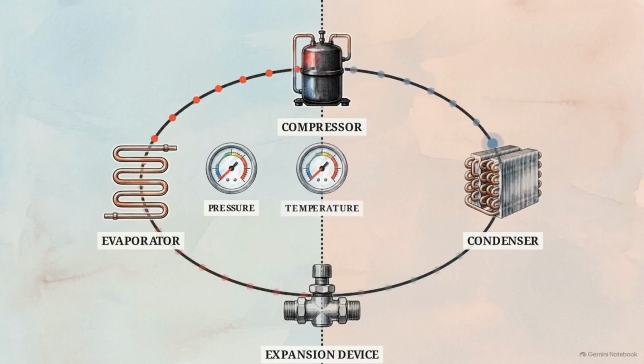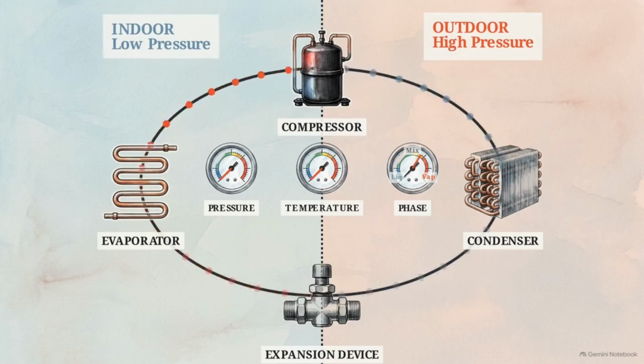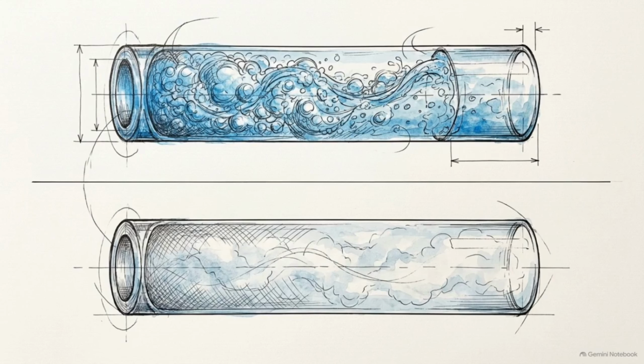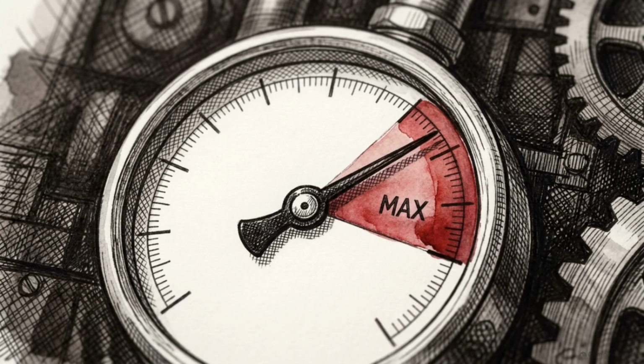The system directs this thermal transfer by manipulating 3 specific variables of the refrigerant: its pressure, its temperature, and its physical phase, alternating between liquid and vapor. By controlling these variables, the architecture is divided into 2 distinct zones. The low-pressure side on the left is optimized to absorb heat from indoors, while the high-pressure side on the right is engineered to reject it outdoors. The movement of thermal energy is dictated by the state of the refrigerant. Mastering the manipulation of internal pressure is how engineers force that energy to follow a path it wouldn't naturally take.